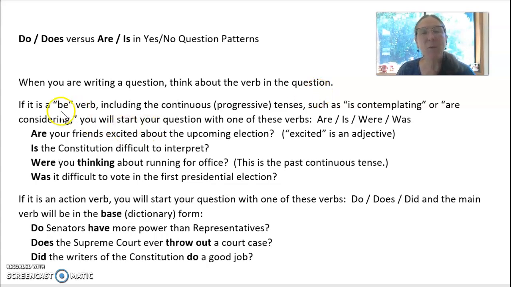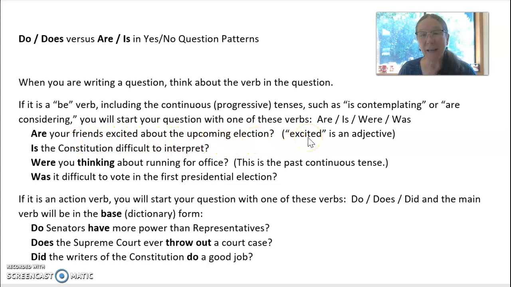If it is a be verb, including the continuous or progressive tenses, such as is contemplating or are considering, you will start your question with one of these verbs: are, is, were, or was. So these are for the be verb and also for the continuous or progressive tenses. Here are some examples. Are your friends excited about the upcoming election?